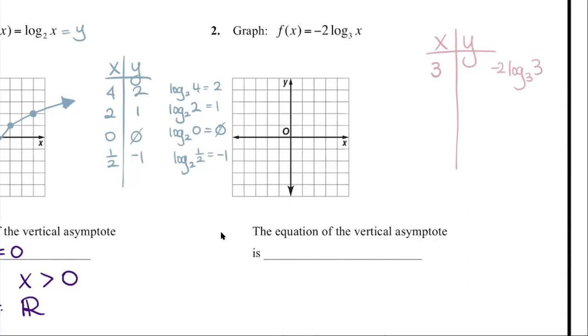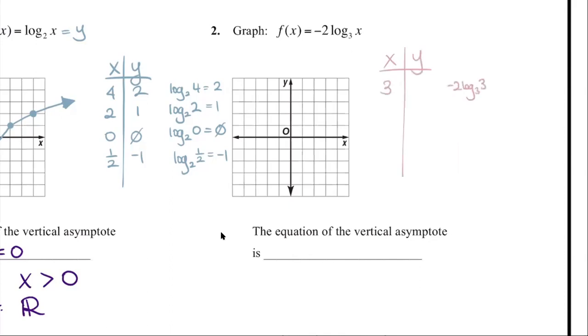Sorry, let me move all this so I can have more room. All right, so we plug in 3. So -2 log base 3 of 3 is just -2 times 1, which is equal to what? -2. Perfect. Nice. All right. So see what Rachel did there? She picked a great number, and that leads her to an easy point to plot. Great job.